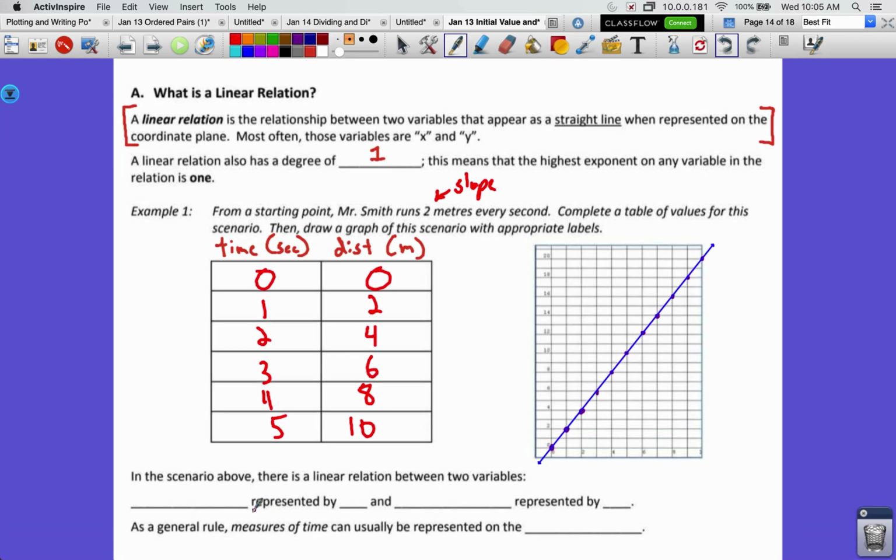In the scenario above, this is a linear relationship between two variables, time, represented by x, and distance, represented by y. As a general rule, measures of time can usually be represented on the x-axis. That's a pretty hard and fast rule, is that if one of your variables is time, you pretty much always want to do it on the x-axis.